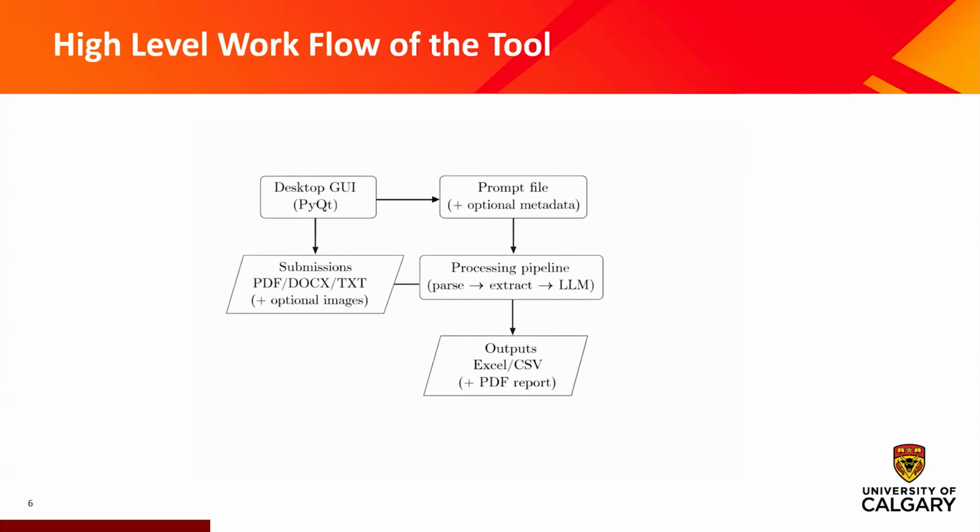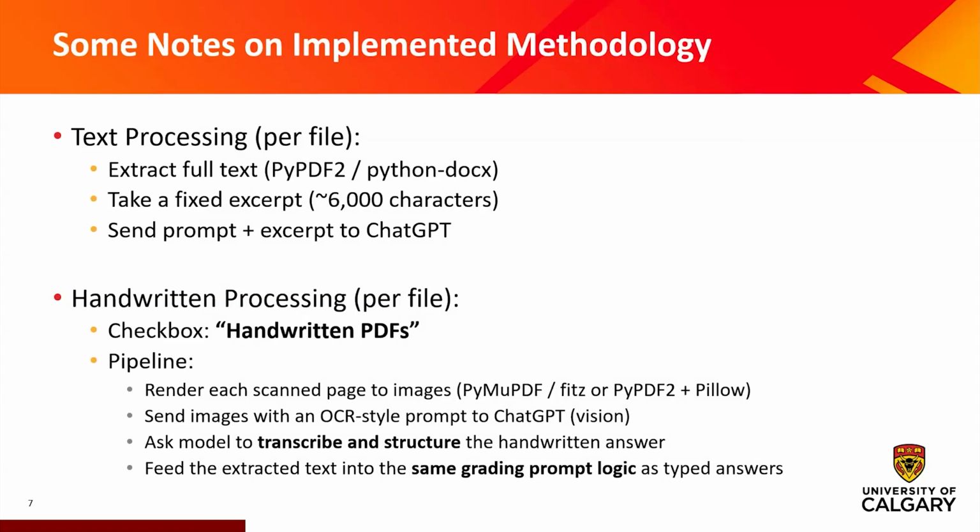So for the next slide, as I mentioned, for a typed document like a Word file, we extract maybe 6,000 to 8,000 characters per section, or for the whole document, depending on the option that you select. And then we send those summarized texts with the prompt file to the model. This way, we get the feedback and the output file without sending the huge files directly.